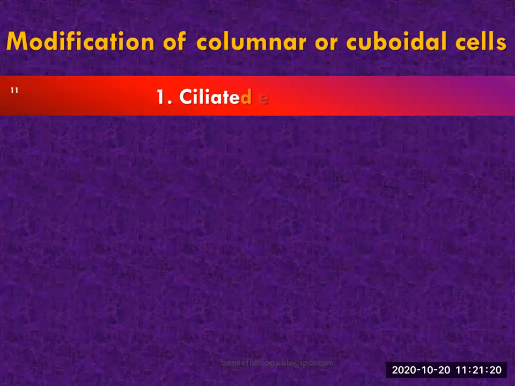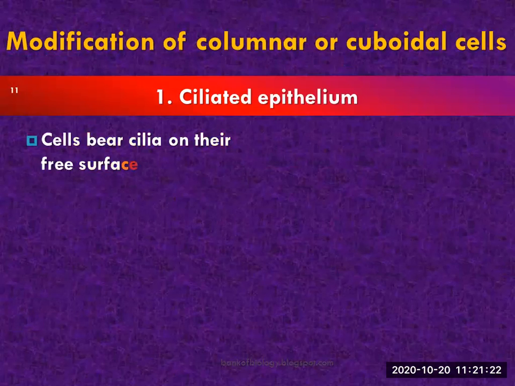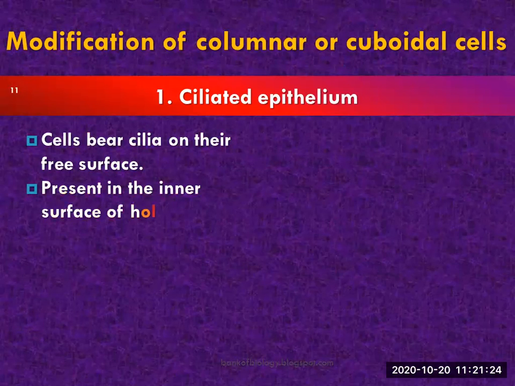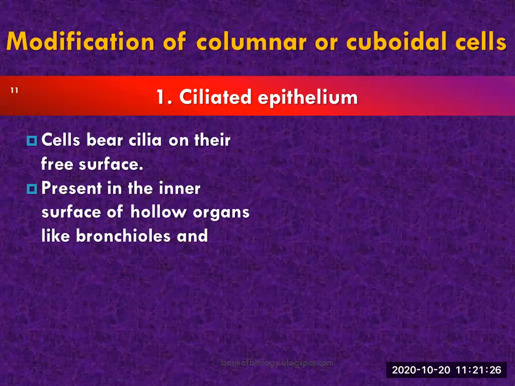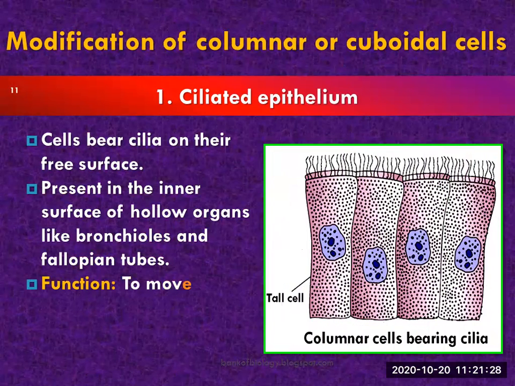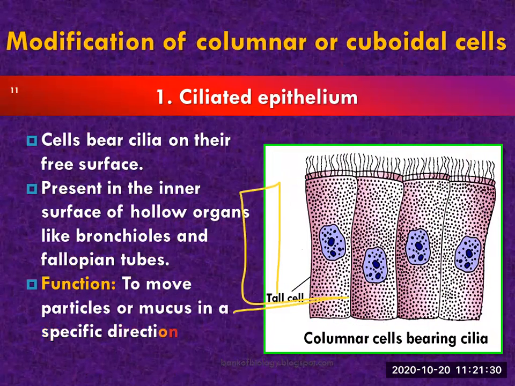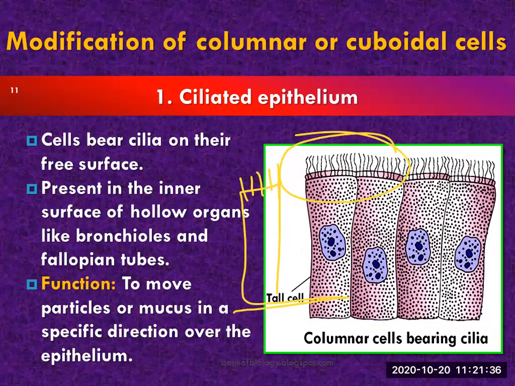Modification of columnar or cuboidal cells. Sometimes the free surfaces bear cilia. Cells bearing cilia are columnar epithelial or cuboidal epithelial, mostly columnar. You see here, the free surface is having cilia. So present in the inner surface, where you see this?